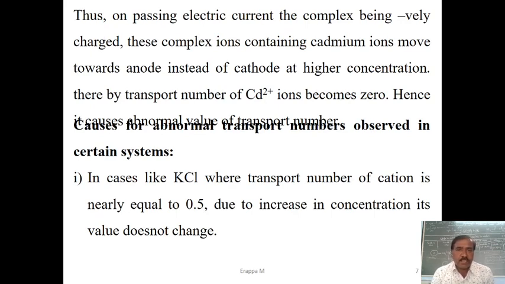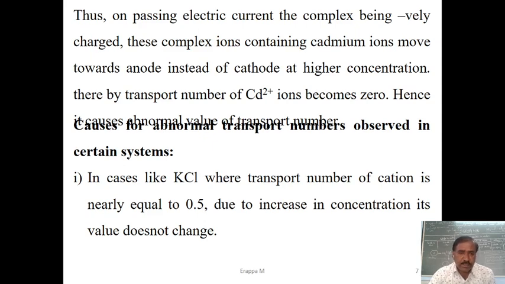Thus, on passing electric current, the complex being negatively charged, these complex ions containing cadmium move towards the anode instead of the cathode at higher concentration. The outer complex is negative, but in that complex cadmium is positive, so instead of moving to the cathode, it moves towards the anode at higher concentration. Thereby, the transport number of Cd ions becomes 0. Hence, it causes abnormal transport number, observed in certain systems.